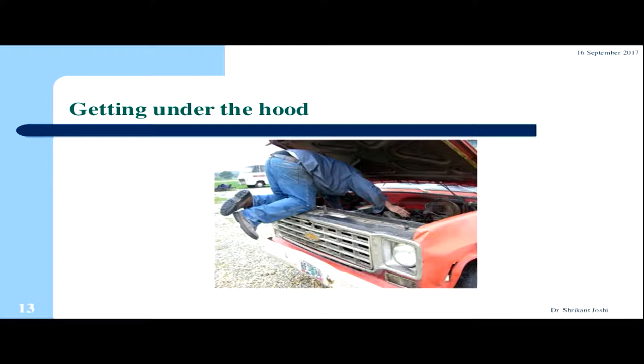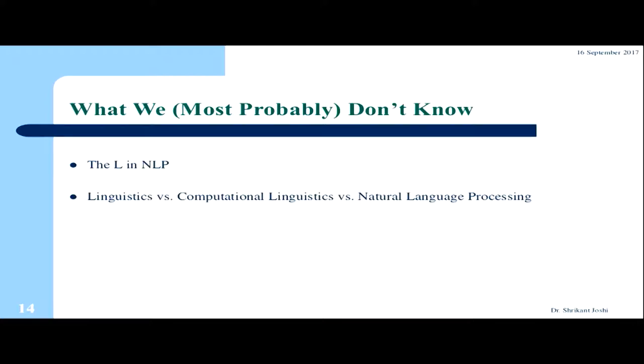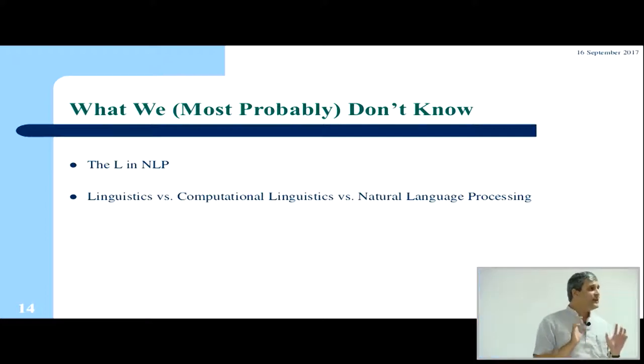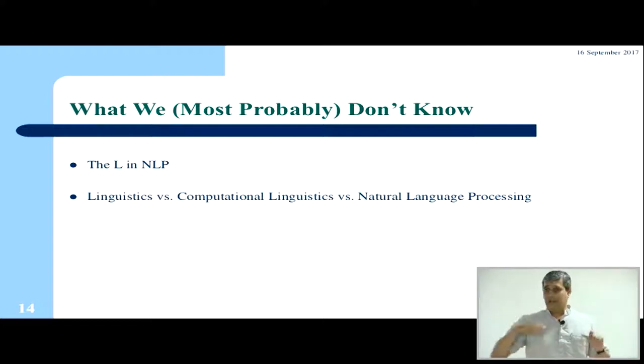So, we are getting inside or under the hood. So we have talked about it a lot, and then again. What we most probably don't know in all these NLP applications that say that they process NLP and whatnot, the L is something that I doubt. That's why I put the words most probably don't know. Now, this L is concerned with language, and the field of science or study that has language as a subject matter is called linguistics.